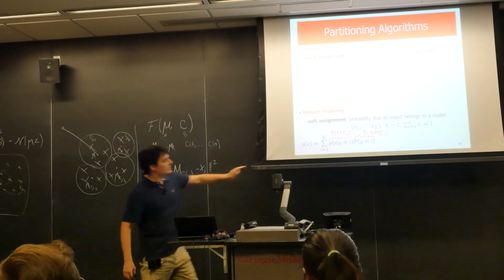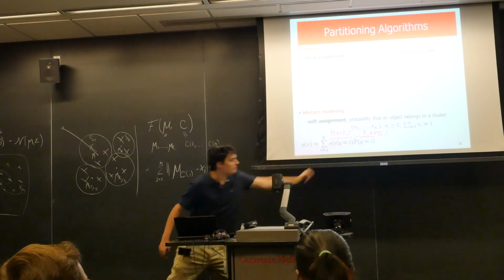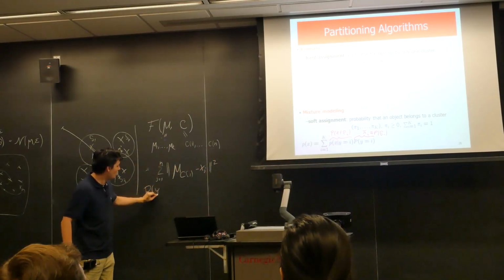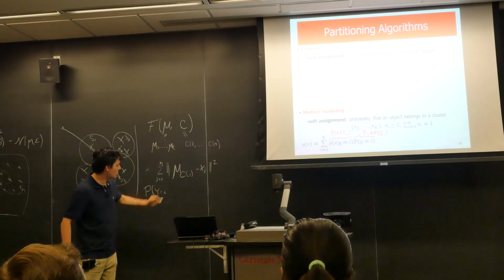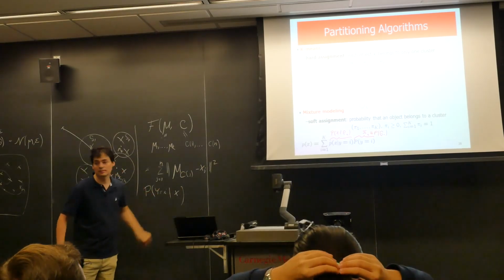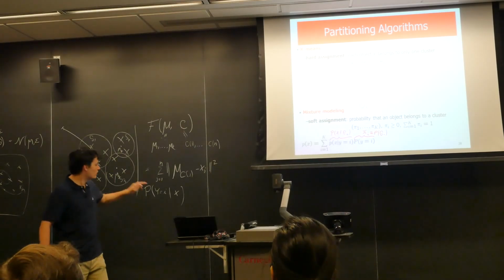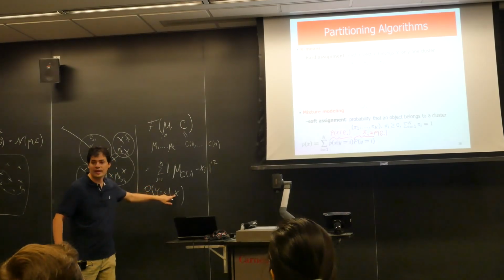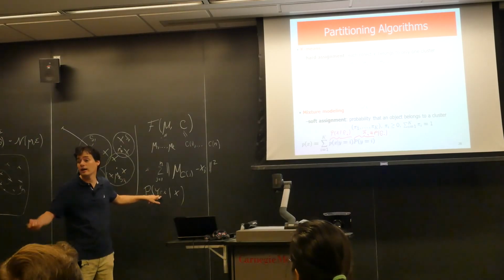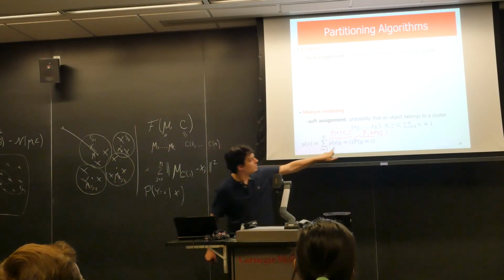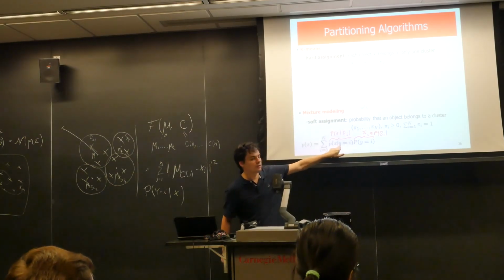Say I already estimated these parameters theta i and pi i, then I can calculate this probability. What's the probability that for a given point x, this x belongs to cluster i? So this is what happens here. y is a cluster label.